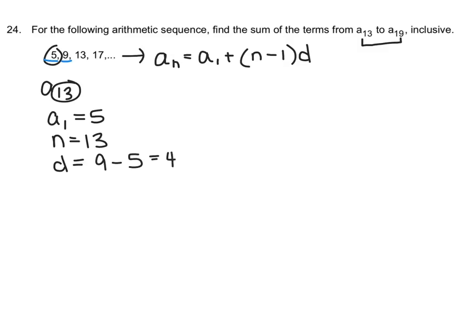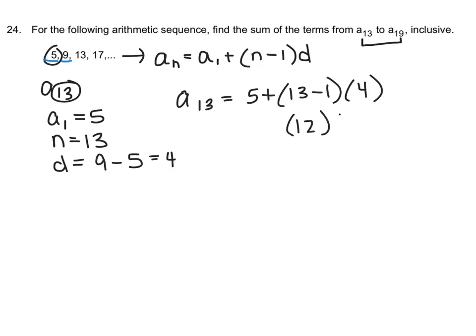Now we'll just plug these values into the formula, and I get A13 equals 5 plus 13 minus 1 times 4. We'll do 13 minus 1 first, which is 12. Next, multiply 12 times 4 together, and that gives us 48. And then finally, we'll add 5 to 48, and we get 53. So the 13th term of the sequence is 53.